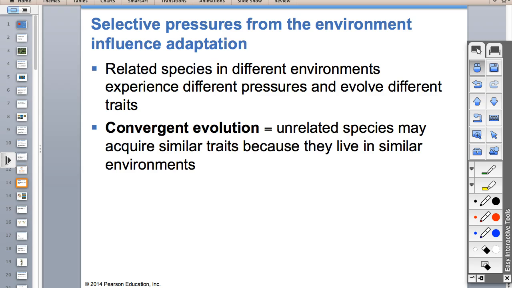Convergent evolution, not super important for apes, but similar traits. Like, for example, butterflies and bats, they both have wings. Those are totally not related, but it's handy to have wings, so that trait has appeared in the evolutionary record a couple times.